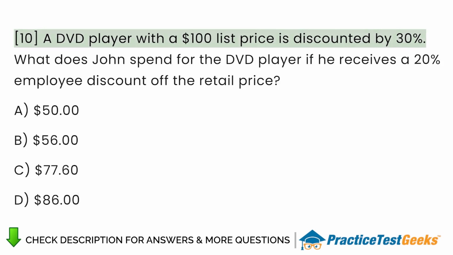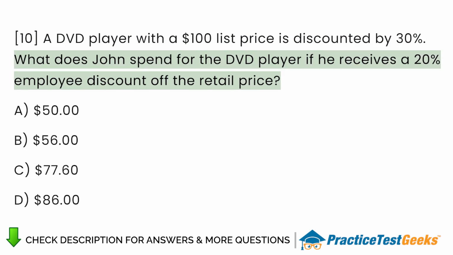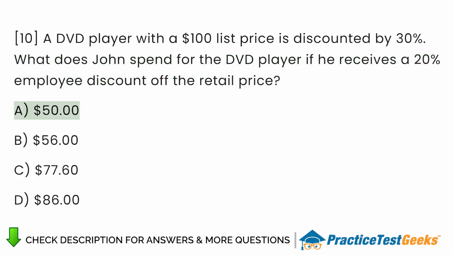A DVD player with a $100 list price is discounted by 30%. What does John spend for the DVD player if he receives a 20% employee discount off the retail price? A. $50. B. $56. C. $77.60. D. $86.